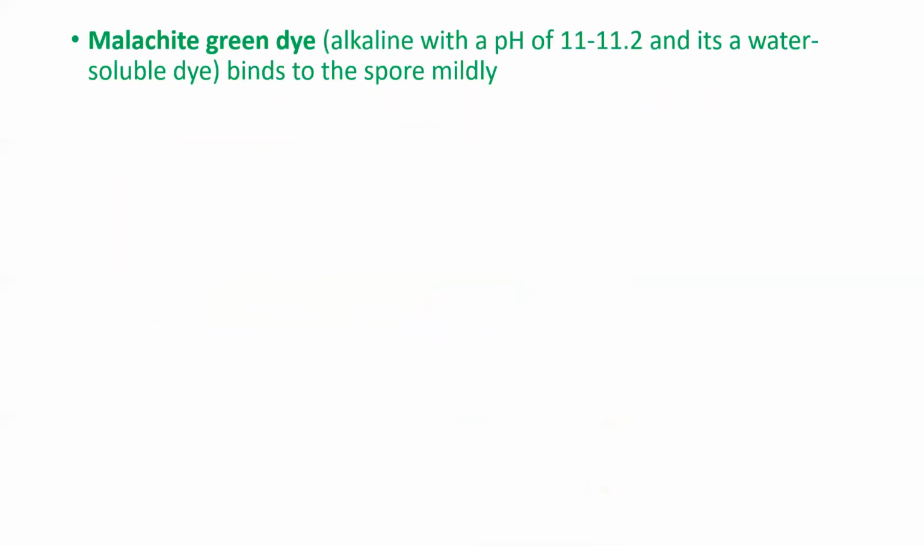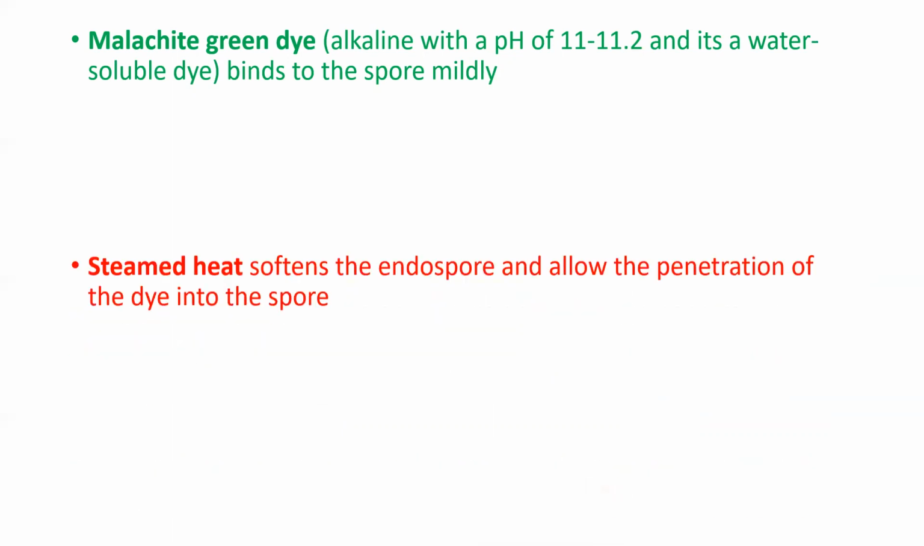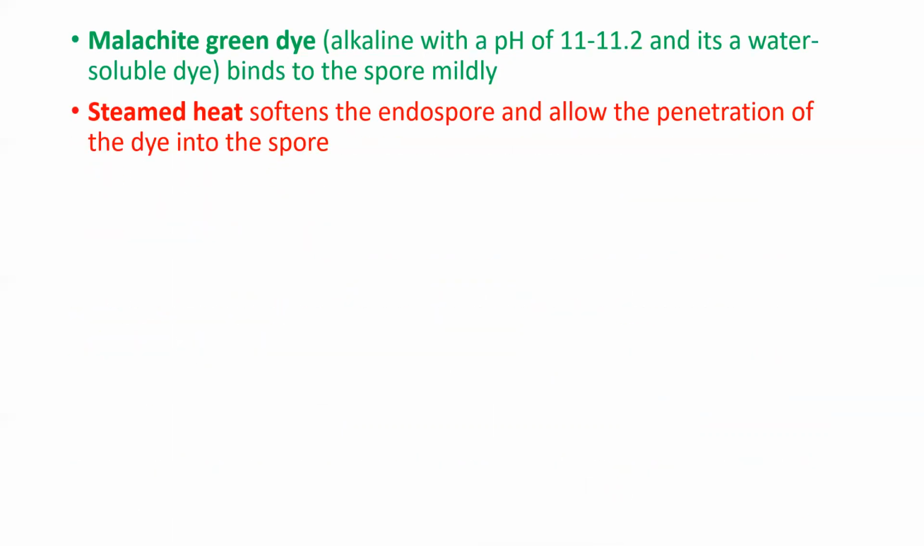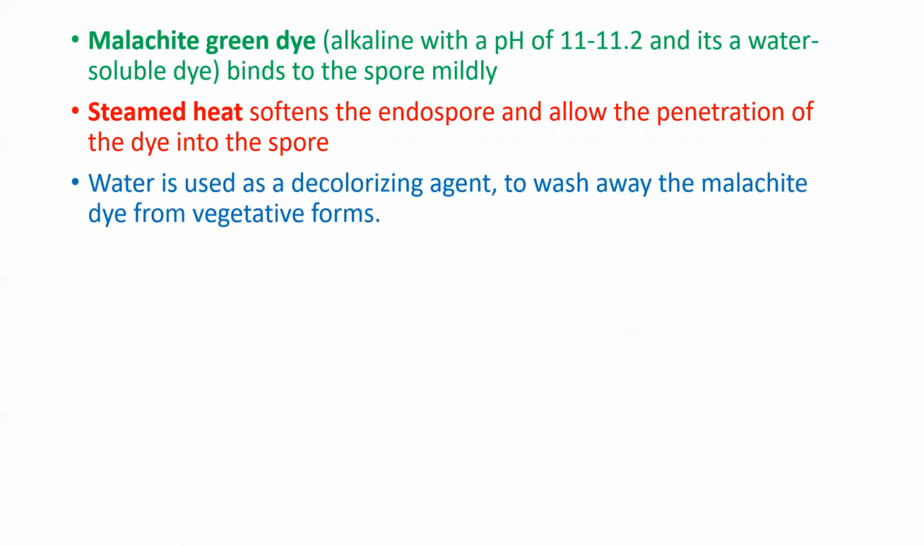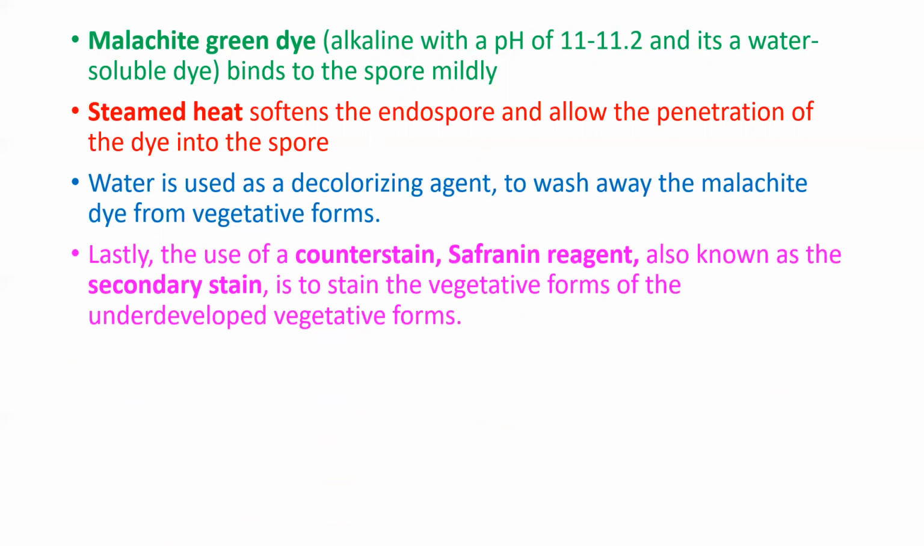Malachite green dye is alkaline with a pH of 11 to 11.2, and it's a water-soluble dye. It binds to the spore mildly. Now steamed heat is used, which softens the endospore and allows the penetration of the dye into the spore. Water is used as a decolorizing agent to wash away the excess malachite green from vegetative forms. And lastly, the counterstain, the safranin reagent, is also known as the secondary stain. It is to stain the underdeveloped vegetative forms.